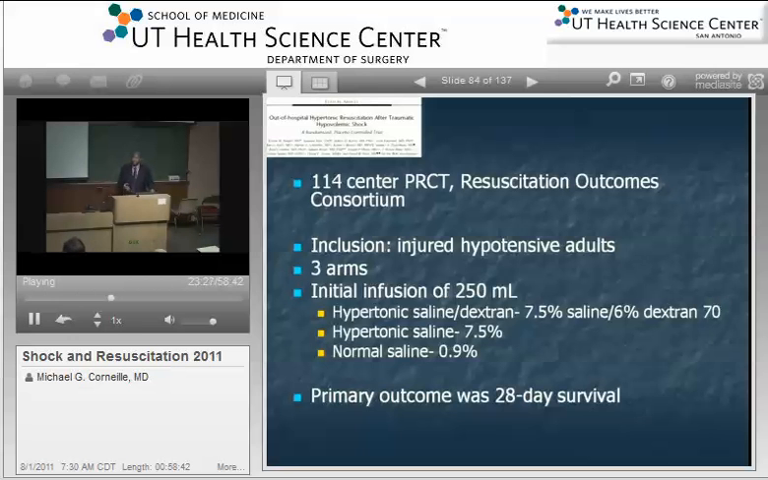Same as before, initial infusion of 250 cc's of hypertonic saline. Why only 250 cc's? Because of the enhanced ability of hypertonic saline for volume expansion. You don't need to give a liter like you might need to for LR or another isotonic solution. So 250 cc's, and they had 3 arms. One was hypertonic saline dextran, one was hypertonic saline alone, and the other was normal saline, so 0.9%. And the primary outcome was 28-day survival.